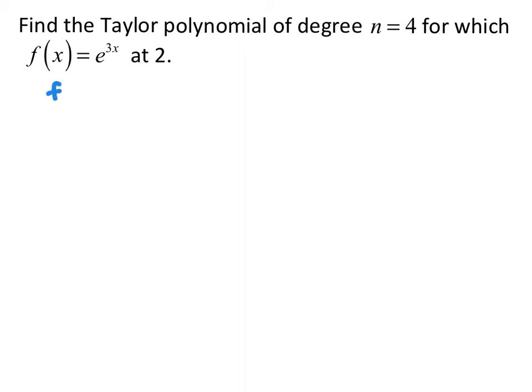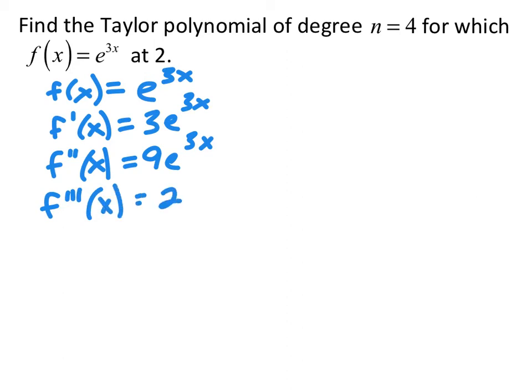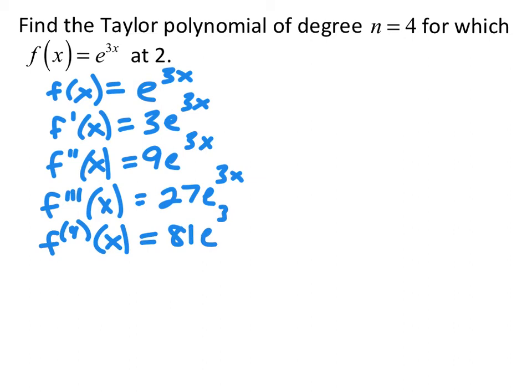So I start off, I'm going to make kind of like a little table here. So f of x is equal to e to the 3x. I'm going to calculate f prime of x. Well, that's just going to be 3e to the 3x. f double prime of x is going to be 9e to the 3x. f triple prime of x is 27e to the 3x. And then the fourth derivative of your f is going to go to 81e to the 3x.